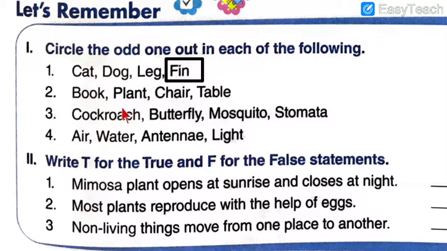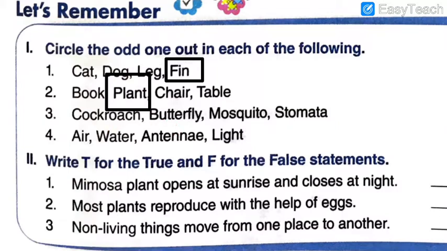Second list is of book, plant, chair, table. Now which word do you think is odd here? Is it book or plant? It is obviously plant, because book, chair and table are all non-living things, whereas plant is a living thing. So plant cannot match in this list, that is why plant is the odd one. So we have to circle that. I have done a square, you can circle or square, whichever way you like, you have to highlight it.